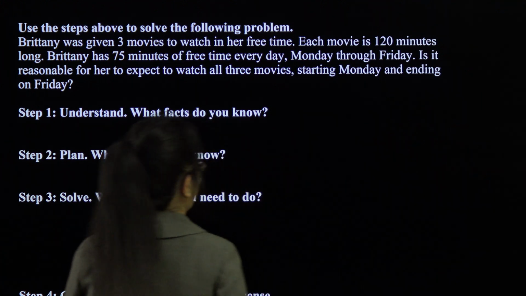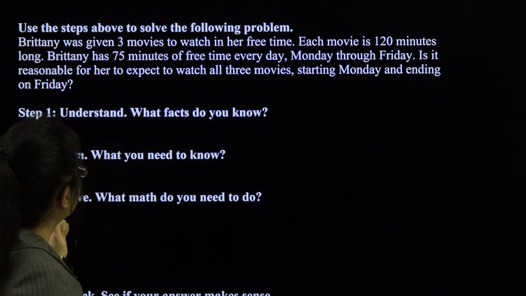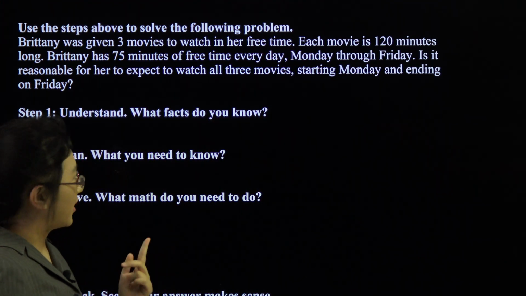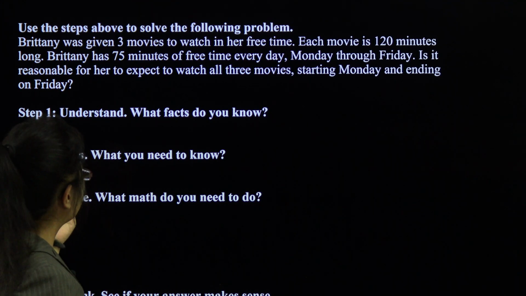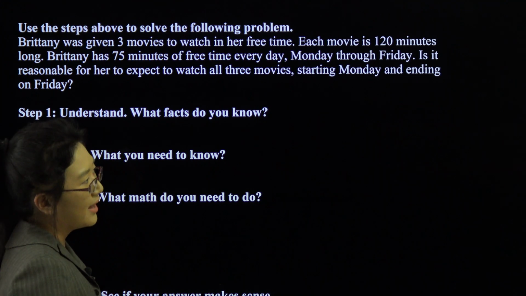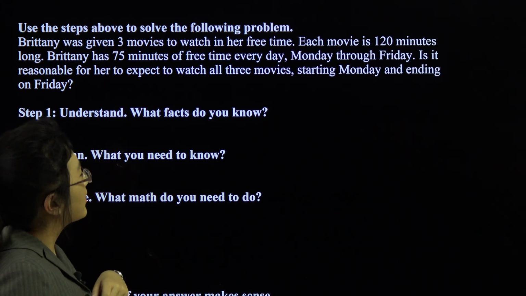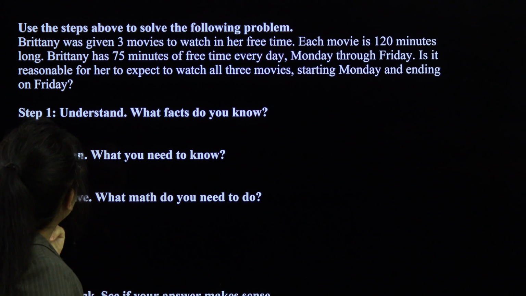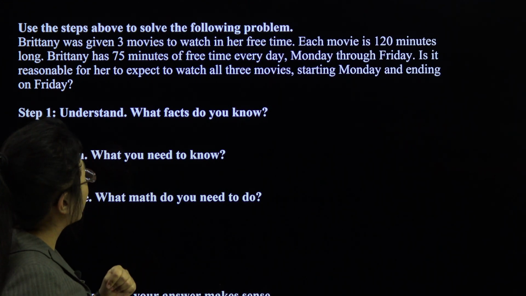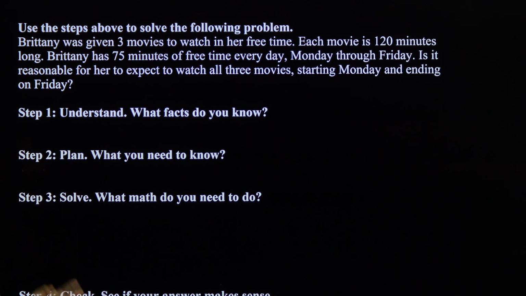So what facts do we need to know? That's step 2. What facts do we know is step 1. Technically, they're both part of understanding, but so what facts do we know? Well, we know that it's 3 movies, we know the length of each movie, and we know how much free time she has every day, these 5 days. We need to know if it is reasonable for her to expect to watch all 3 movies starting Monday and ending on Friday, which means that we need to know if it's possible.